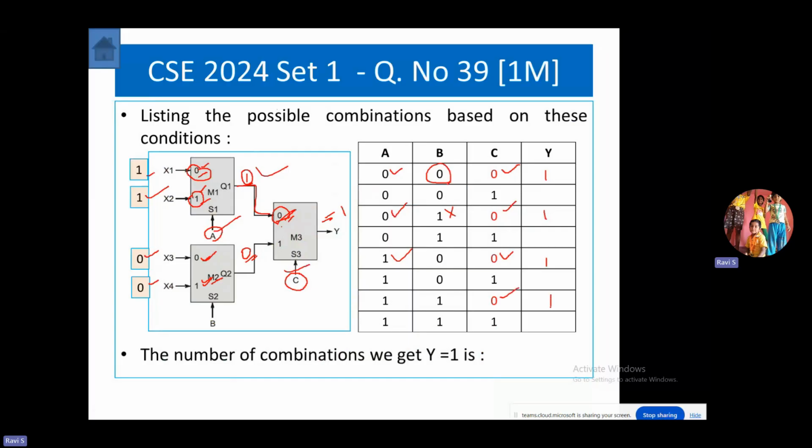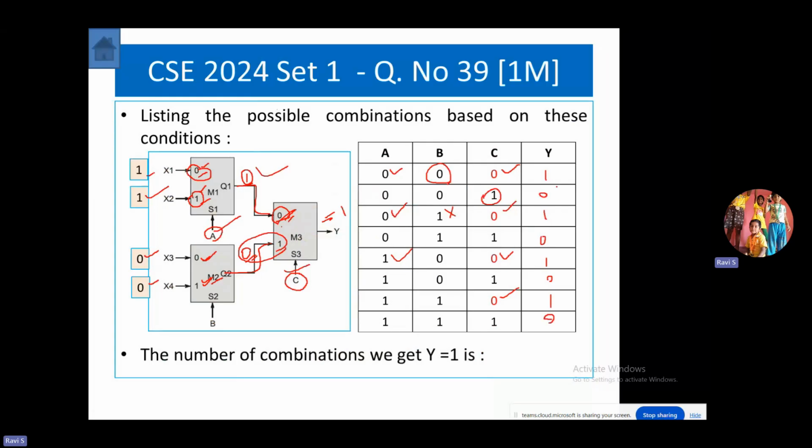In the other way, suppose if you choose C as 1, then naturally it is going to take the output from M2 always, which is going to be 0. So whenever C value is 1, output is going to be 0.